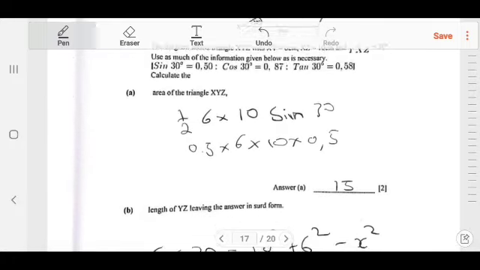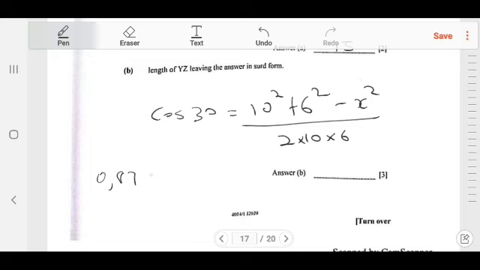Okay, then I'm losing space there. cos 30 is 0.87, so 0.87 times 2 times 10 times 6, which is 120, equals 100 plus 36, which is 136, minus x squared. So 0.87 times 120 equals 104.4. I'm subtracting 136 from it, minus 136. Okay, I have my answer.